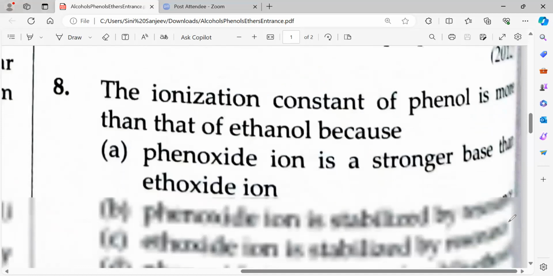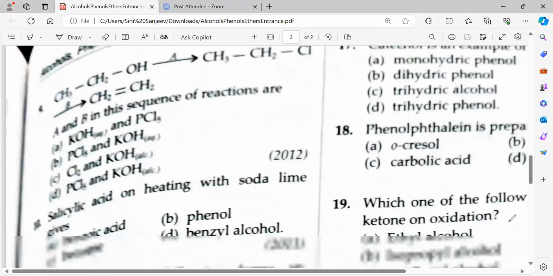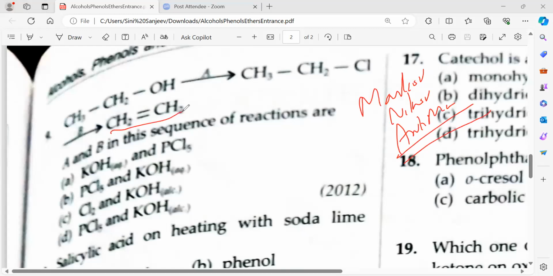So I'll come down. The 8th question we already discussed. 9th question. This is again a textbook question, but I'll help you out with this. You have to remember about what? Markovnikov rule and anti-Markovnikov rule. Why I'm telling you is because an alkene is there. So obviously, it should be what? My KOH. Is the question clear? Question number 9.